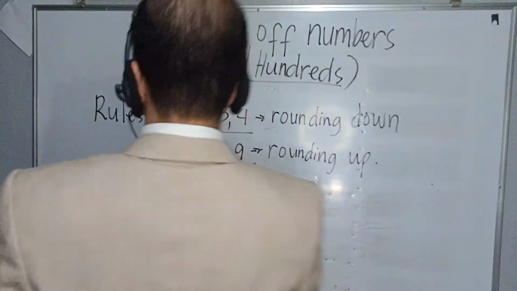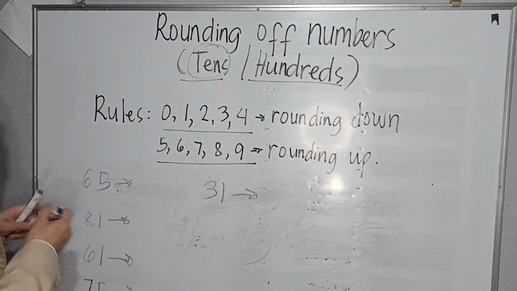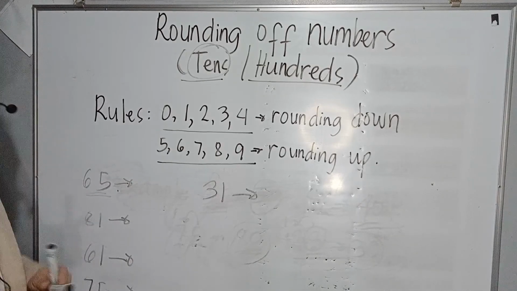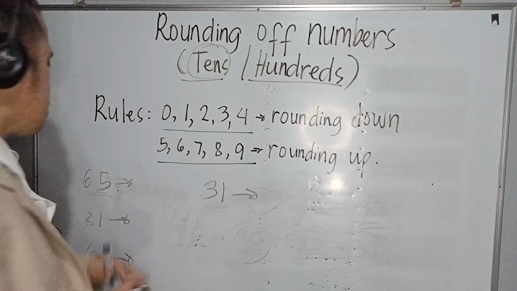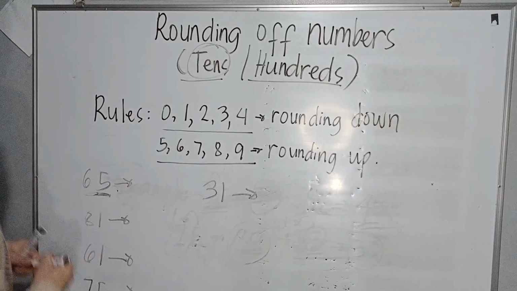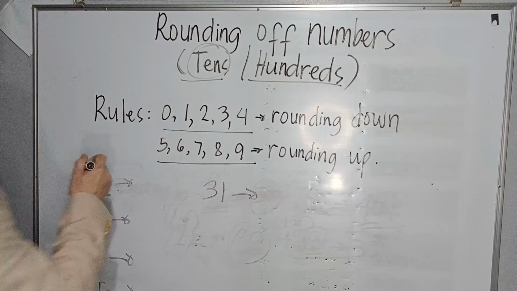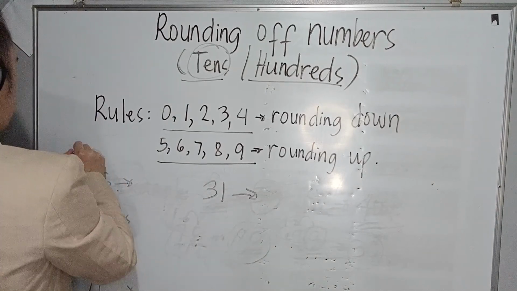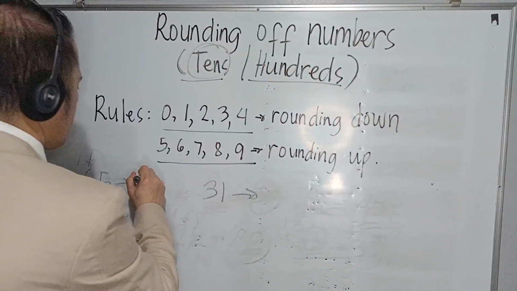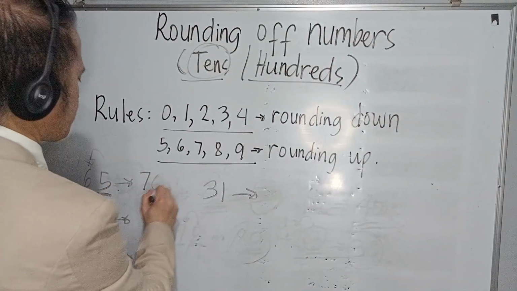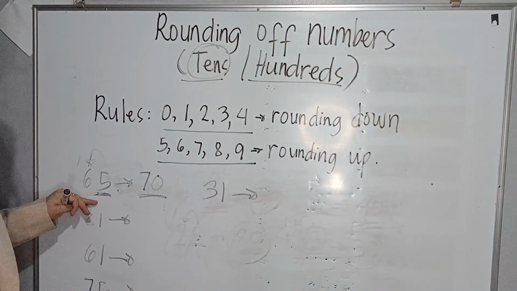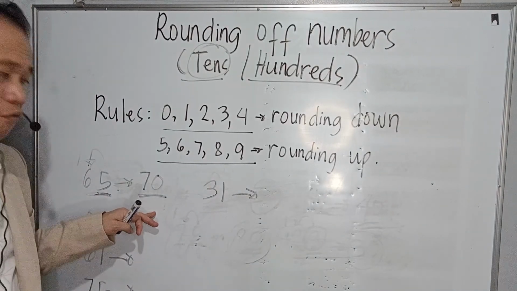Let us proceed to number 1. The given question is 65. We're going to round this off to the nearest 10. Since 5 here is rounding up, 5 will give 1 to 6, so it becomes 7, and the ones digit automatically becomes 0. So 65 rounded to the nearest 10 becomes 70.